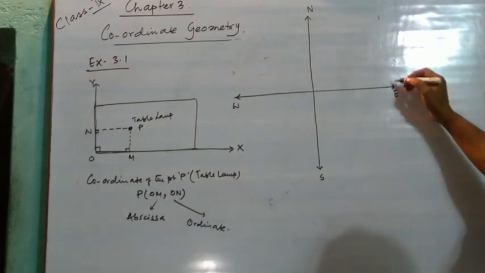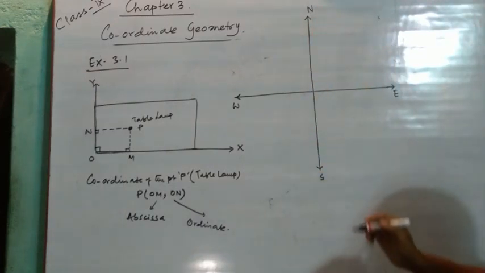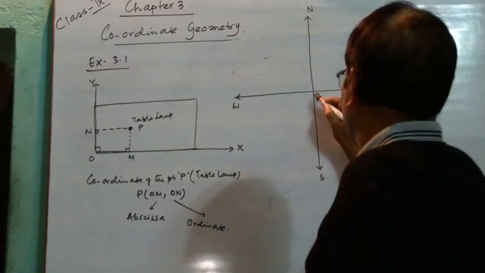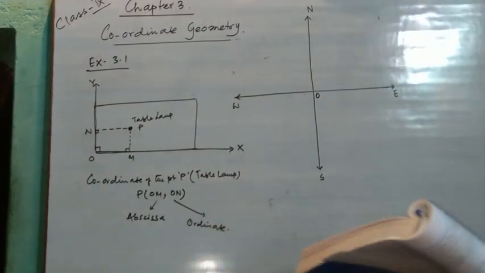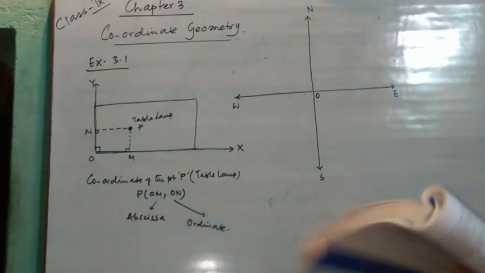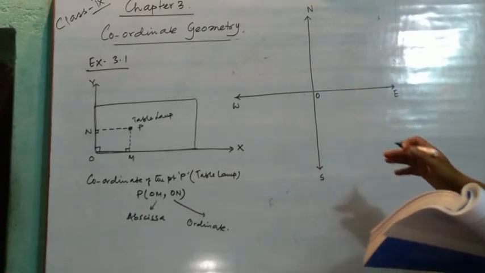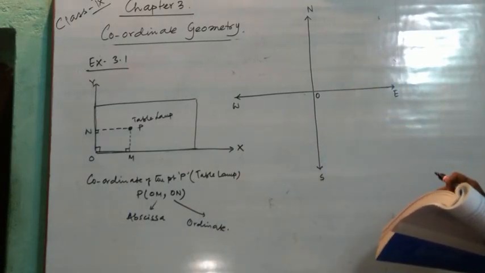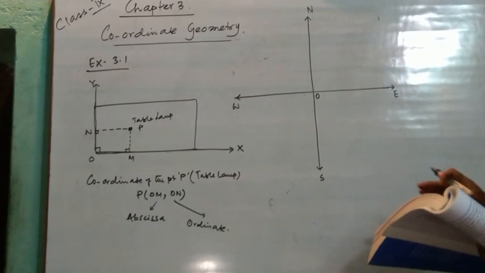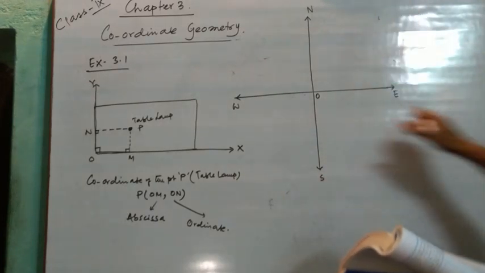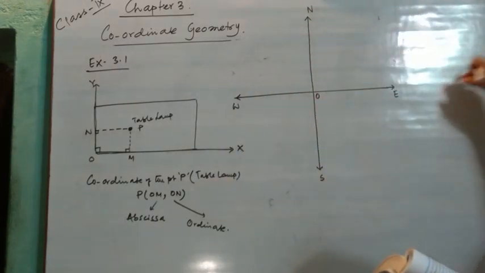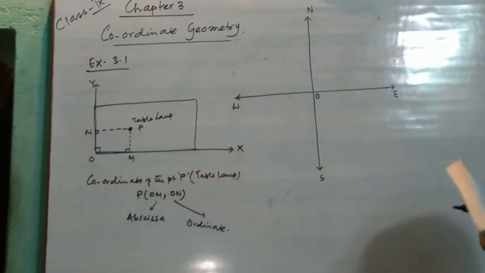So we can take this as the x-axis, this one is the y-axis, and they are intersecting at the origin O. A city has two main roads, which cross each other at the center of the city. These two roads are along the north-south direction and the east-west direction.